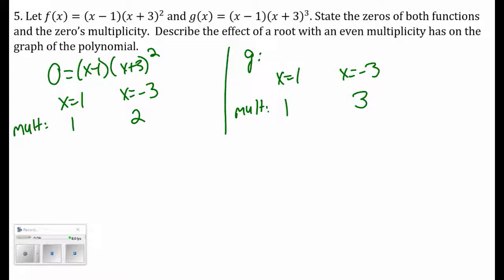So we have to describe the effect a root with an even multiplicity has on the graph of the polynomial. So let's graph both of these and explore what effect changing the multiplicity, changing how many times x plus 3 is a factor, has on the graph.